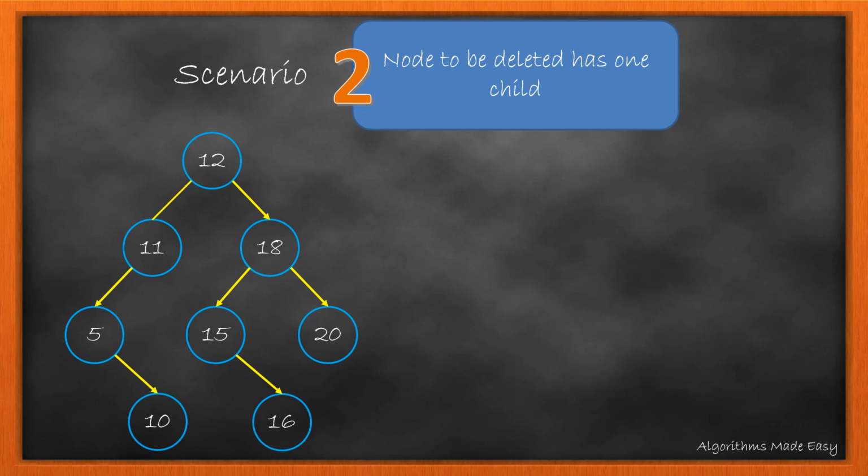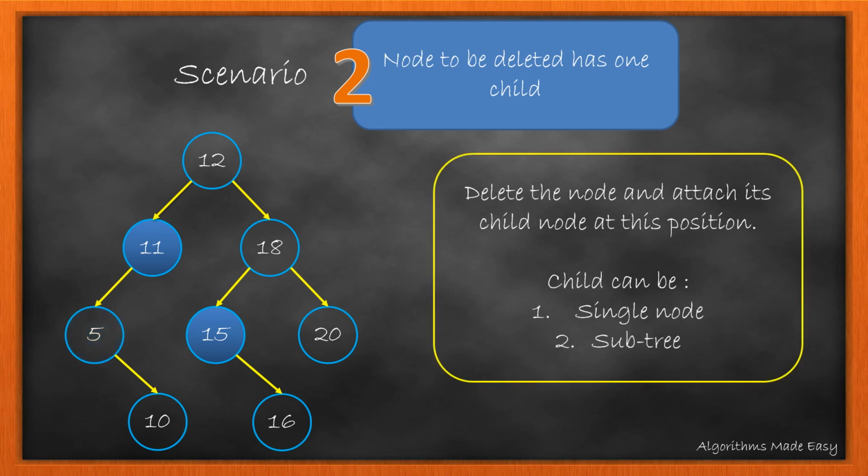Now, what if the node has exactly one child, or the node has a child subtree? It can be a right node or a left node. For this tree, node 11 or 5 or 15 has one child node. We will try to delete these two since these will cover both the cases of child being a node and a subtree. Here, node 15 just has a child node and node 11 has a child subtree.